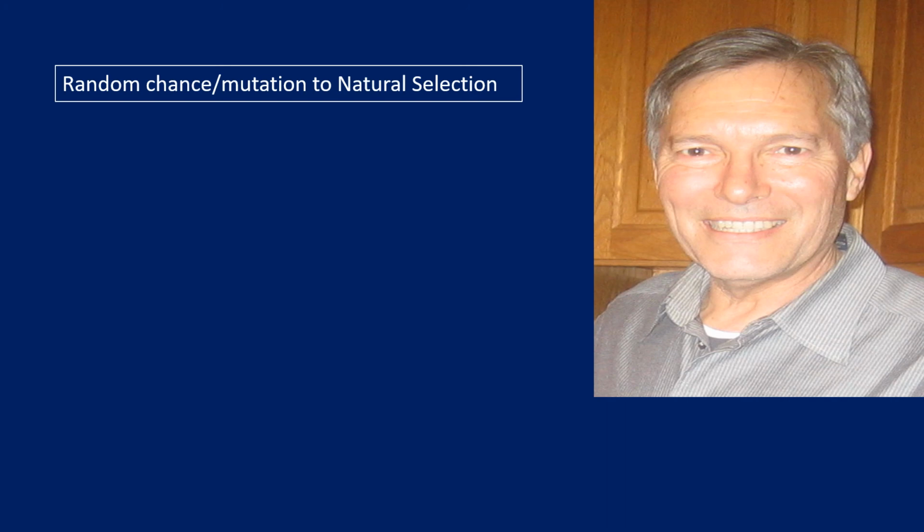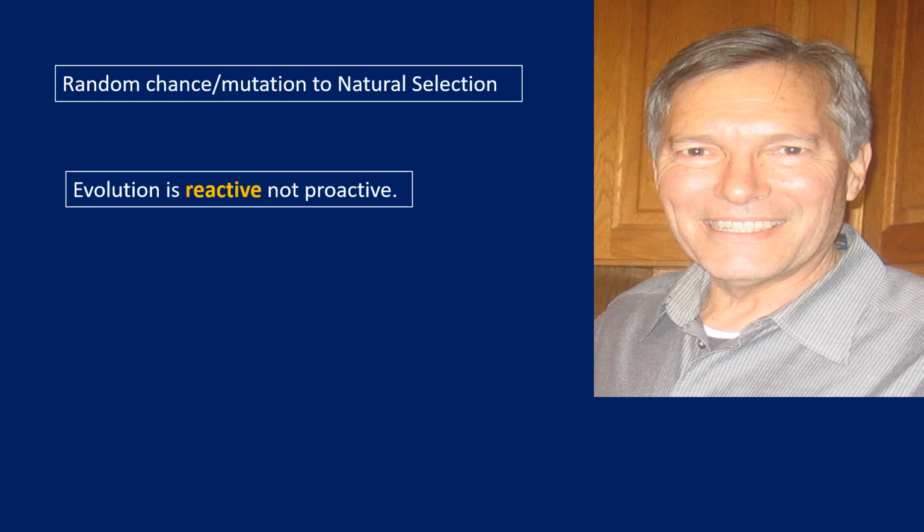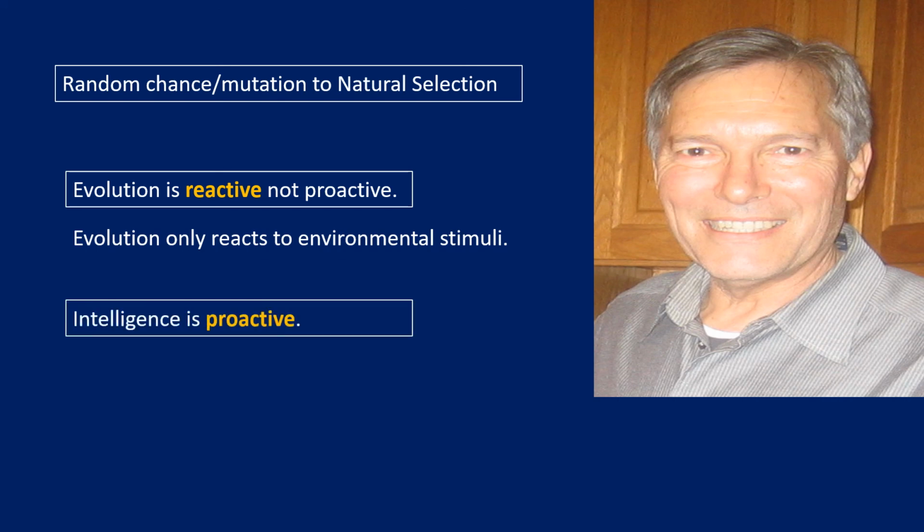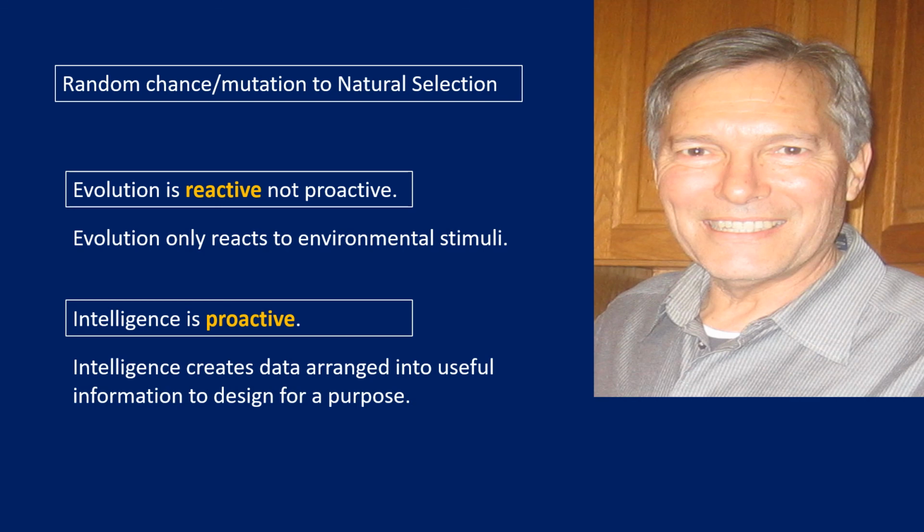So here's my contribution to this study. Evolution is reactive, not proactive. Evolution only reacts to environmental stimuli. Intelligence is proactive. Intelligence creates data arranged into useful information to design for a purpose. Huge, huge difference. So Mother Nature does not select. It reacts. The things in nature react to environmental stimuli, and that changes evolution over a long period of time within the species, like, for instance, microevolution.